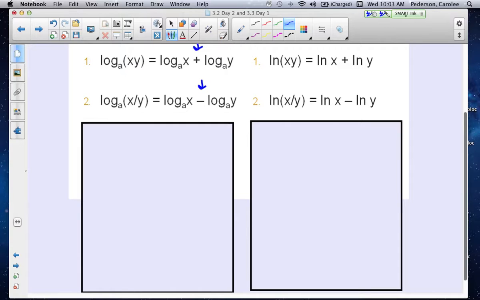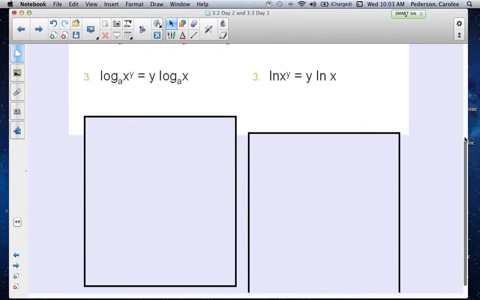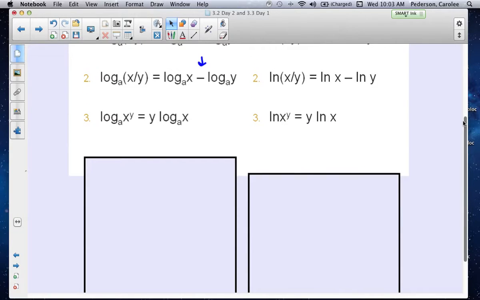The third and final property is when you have a power. When you have a power, you can bring that power out in front of the logarithm. So this is a power, you just would pop it down in front. So here's where your y will now be. And then we have 3 examples to work on the next slide.